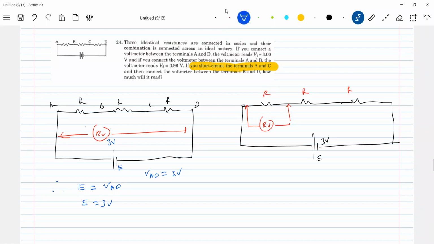The reading of this is 0.96 volt. So with this, I think we can now make a guess of the internal resistance of the voltmeter, RV. What is 0.96? 0.96 should be equal to the applied EMF times, these two are parallel, RV into R by RV plus R, divided by R plus the parallel combination.